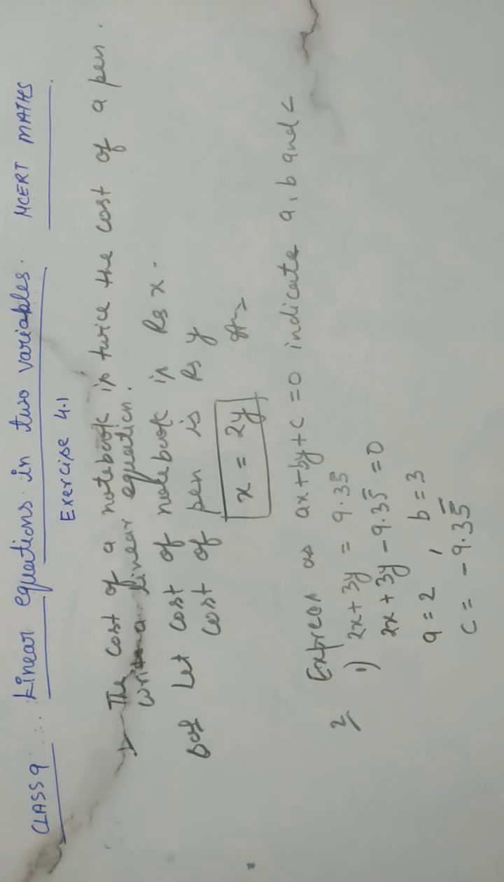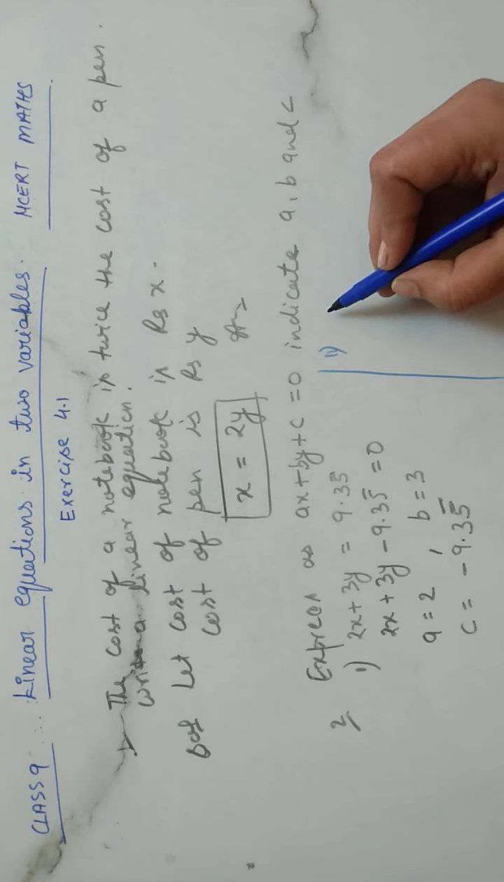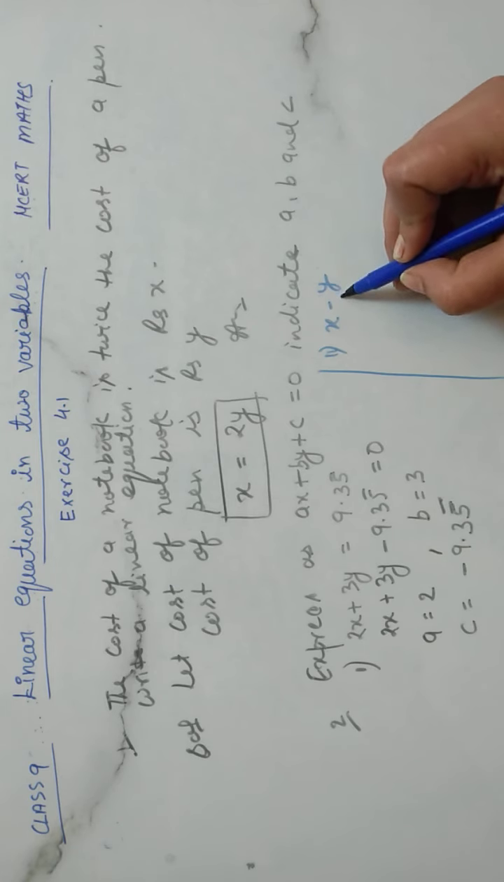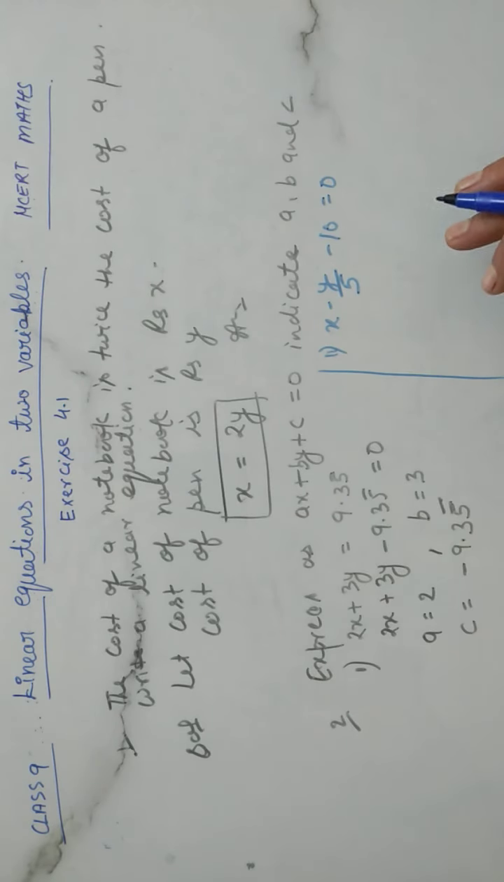One more example, one more question we will discuss. See what the question is: x minus y upon 5 minus 10 equals 0. In this question, it is already in the given form, so there is no need to change it. Now when we compare, the value of a is 1, the value of b is minus 1 upon 5, we will consider the minus sign also, and the value of c is minus 10. So this is the solution for this question.